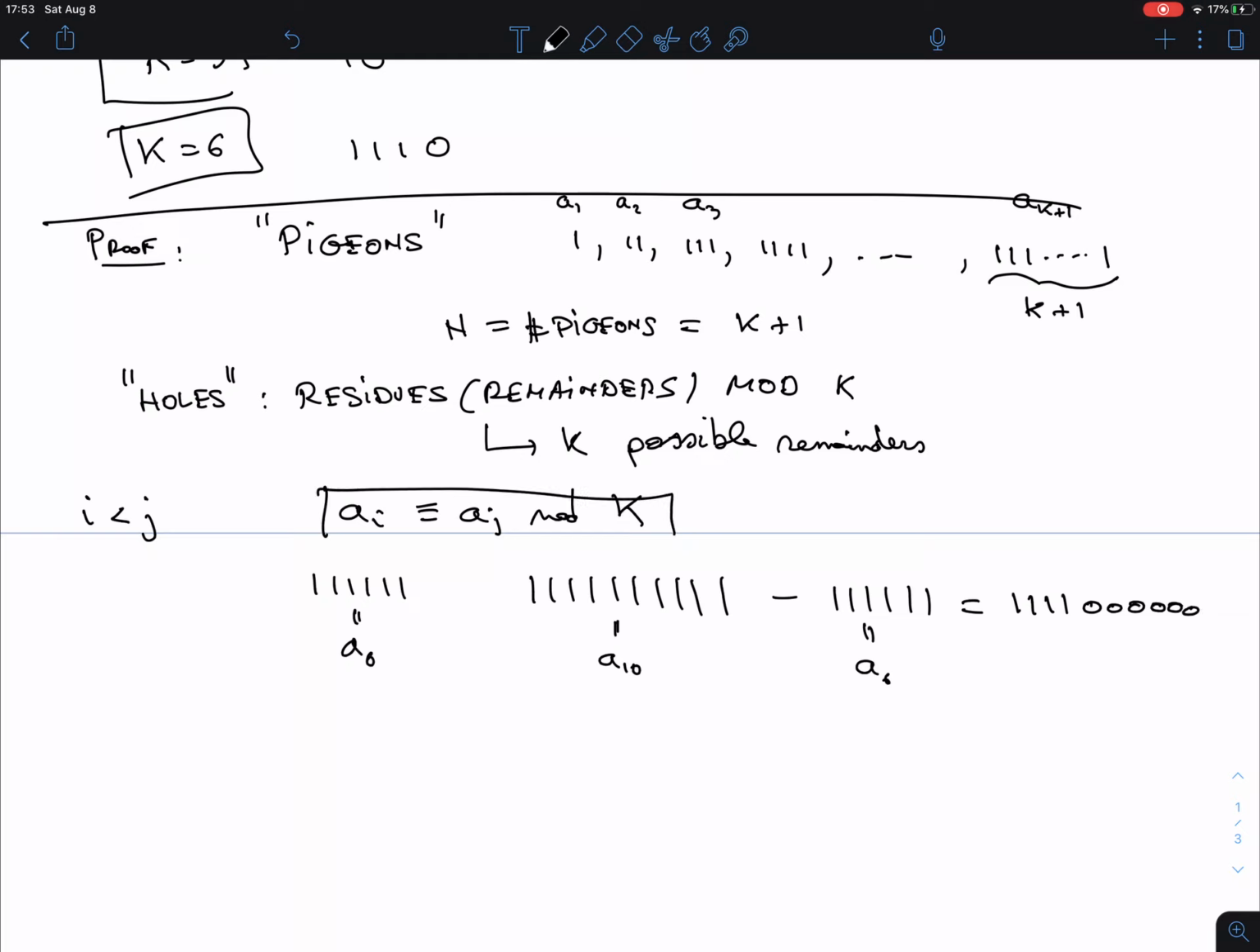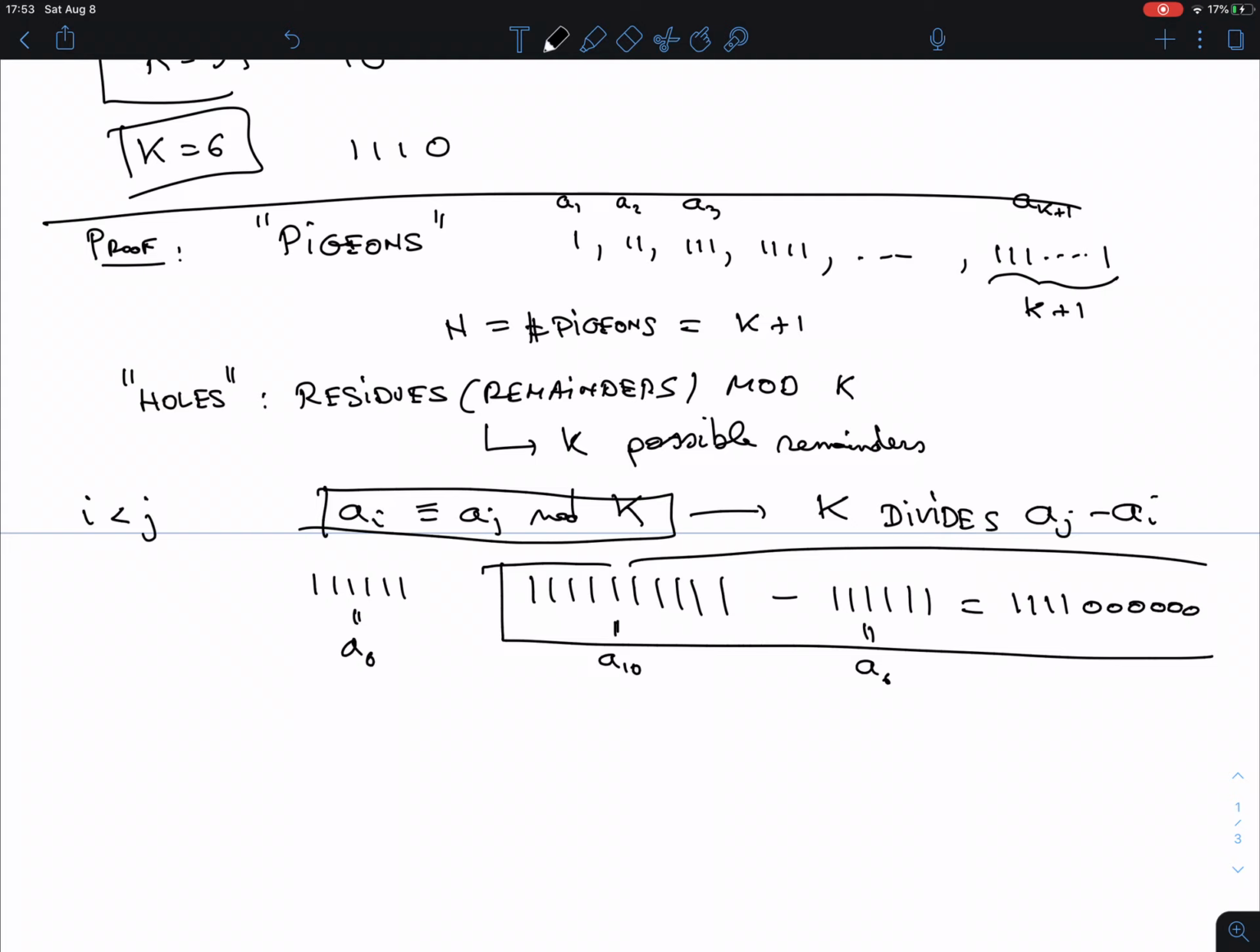Now, what does it mean that you have the same remainder mod k? That means that k divides the difference, aj minus ai. This is exactly what I did here. I just visually see that if I subtract one from the other, the result starts with ones and then ends with zeros, and it is divisible by k. In other words, this number is a multiple of k, and whatever this number aj minus ai is, it consists of ones followed by zeros.